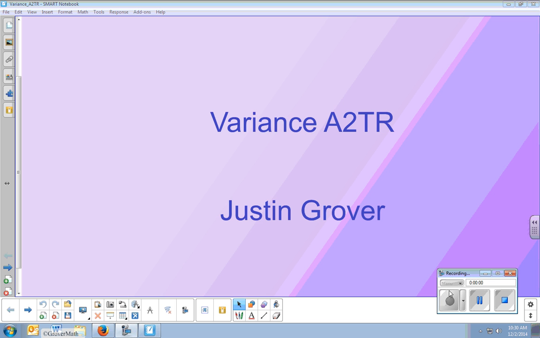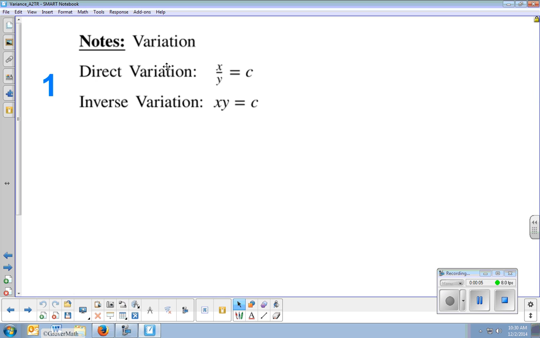Algebra 2 trigonometry regions, variance. There's two types of variance relationships. There's direct variance and inverse variance. Inverse variance we're a little more familiar with right now because it's a form of a hyperbola and we learned how to graph it. Direct variance is actually what you've learned in previous years.